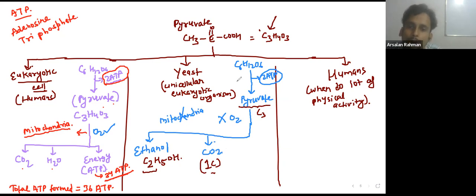Okay, so what will happen in yeast? The first step is glycolysis. In glycolysis, yeast will convert glucose into pyruvate. Then pyruvate, in the absence of oxygen and in the absence of mitochondria, will convert itself into ethanol plus CO2. What is ethanol? Have you heard about the term ethanol?